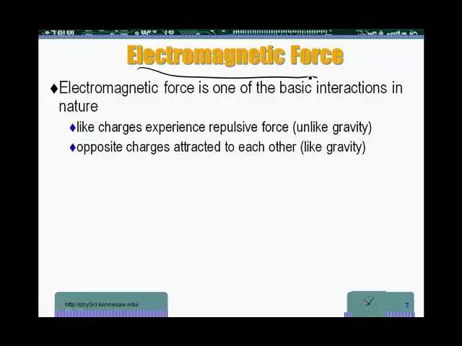One of the main features of the electromagnetic force is that like charges repel, and opposite charges attract each other. This is different from gravity. In the case of gravity, all masses attract. So we don't have the repulsive and attractive force like we have for electromagnetic forces.